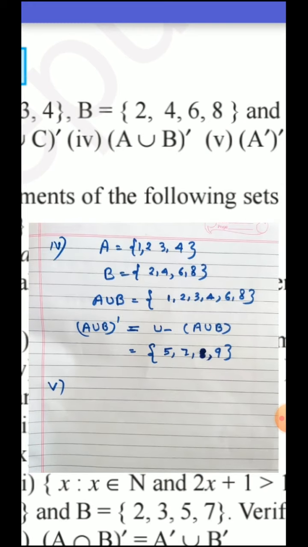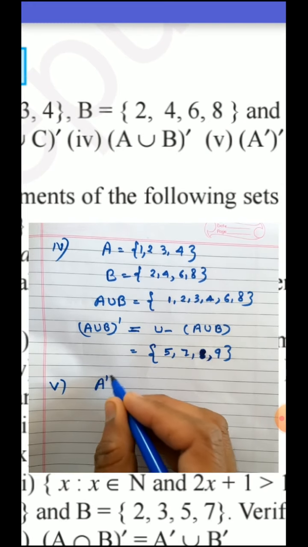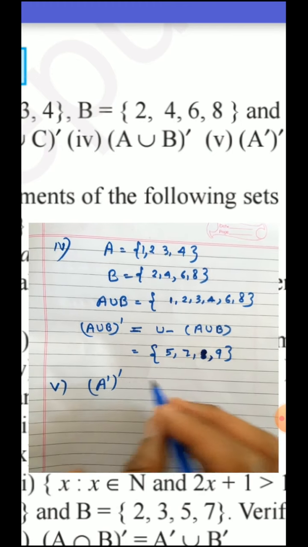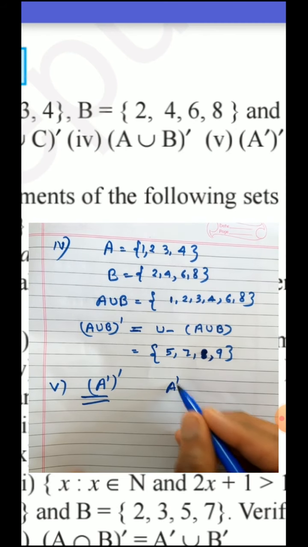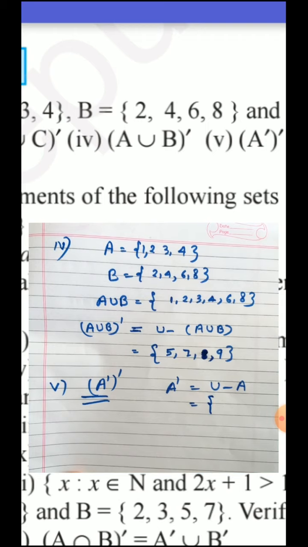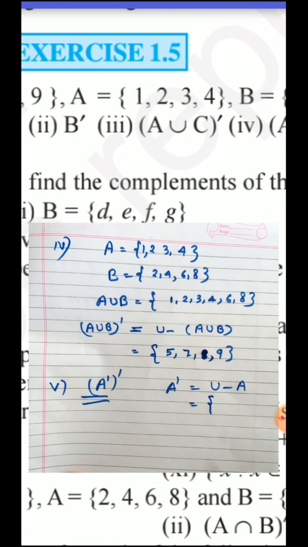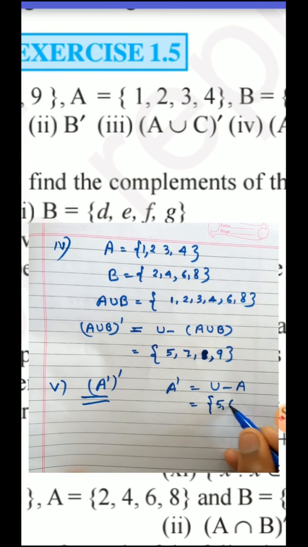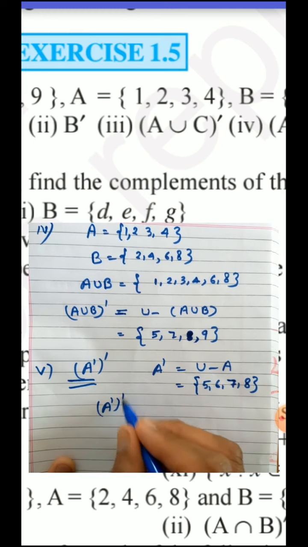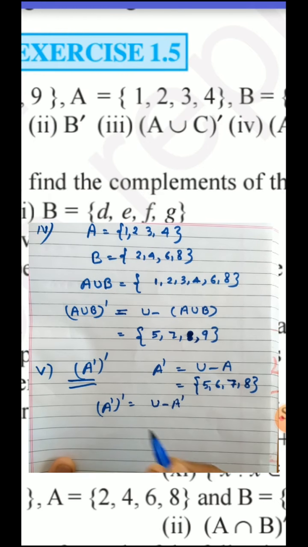Now the next, the fifth part, A complement over complement. Means at first you need to find A complement. What is A complement? Means universal set minus A. Means universal set is the natural numbers 1 to 9 minus 1, 2, 3, 4, the first 4 natural numbers, means 5, 6, 7, 8, 9. Now complement over complement means universal set minus A complement.